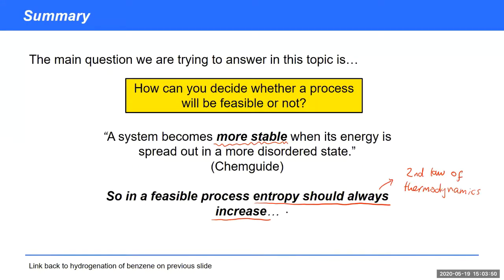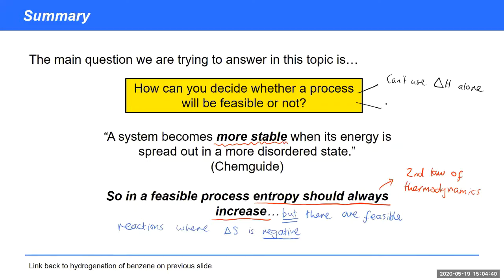So we have a bit of a problem here, but there are feasible reactions where delta S is negative. So there are feasible reactions when delta S is negative. So we have a problem. In terms of how can you decide whether a reaction is going to be feasible or not, we can't use delta S alone.